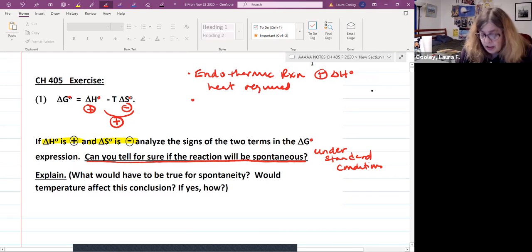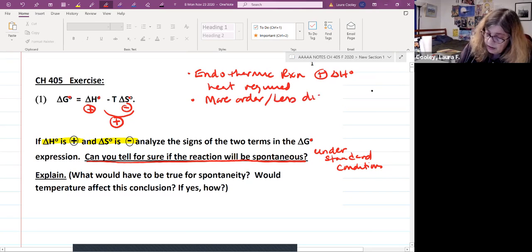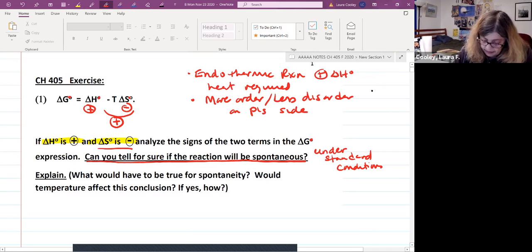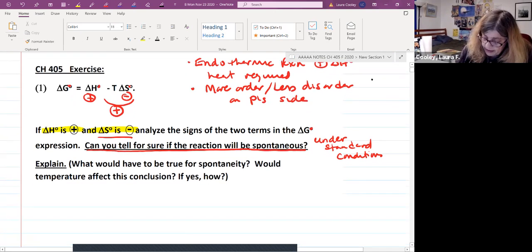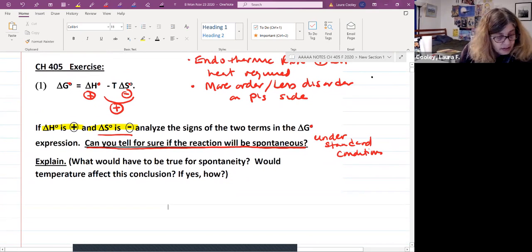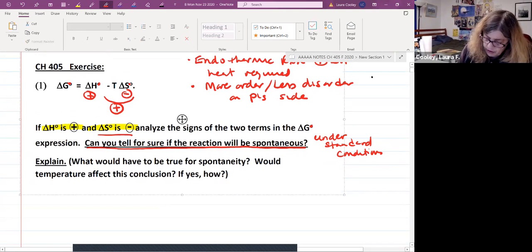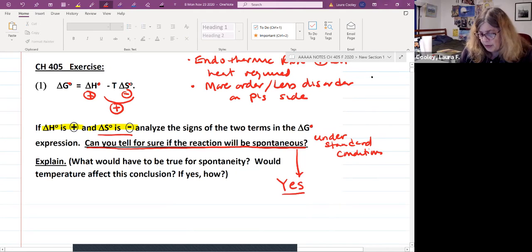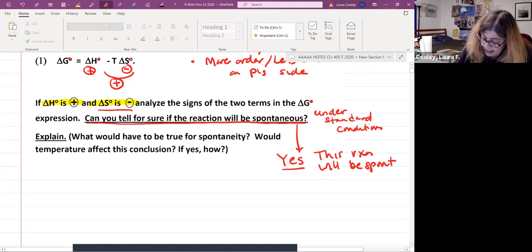And we also know that there is more order, or less disorder, on the product side because the delta S is negative. So when this situation happens, both of these terms are positive. So what it says is, can you tell for sure if the reaction will be spontaneous? And I'm saying, yes, you can. This reaction will be spontaneous under standard conditions at any temperature.